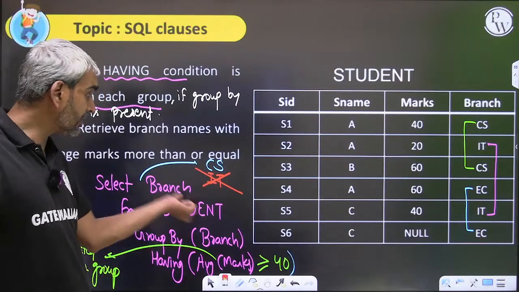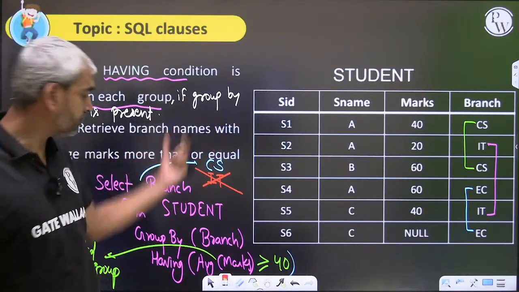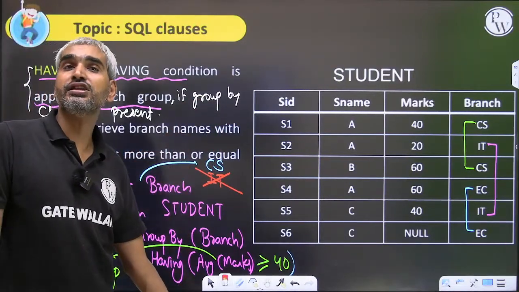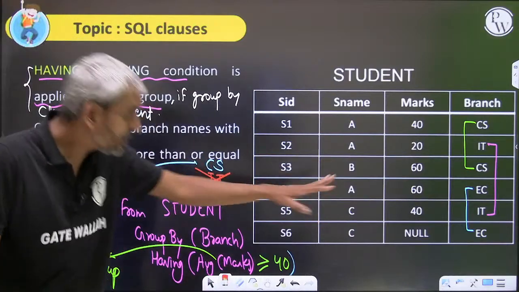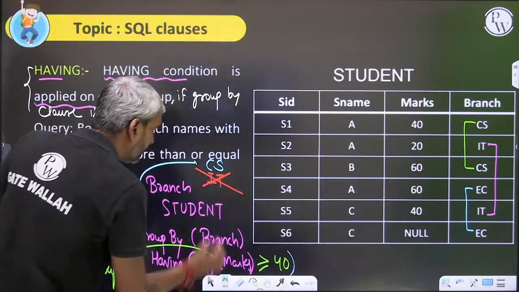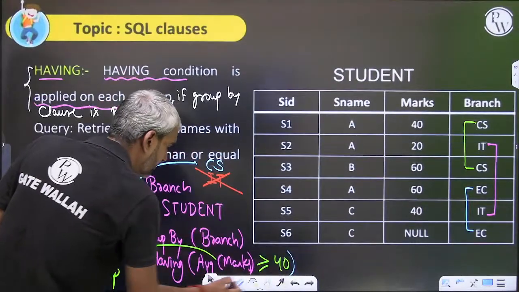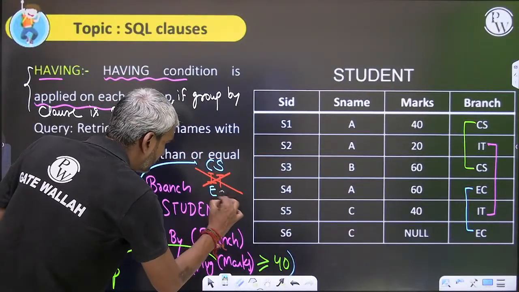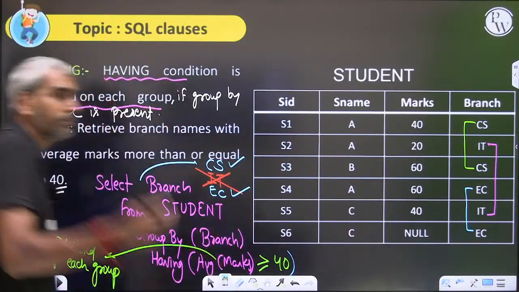This time, whether the group will be present in the output or not, it will depend on the having condition, right? For EC, the average will be 60, which is greater than 40. Therefore, EC will also be present in the output. Clear? So, CS and EC will be present in the output.